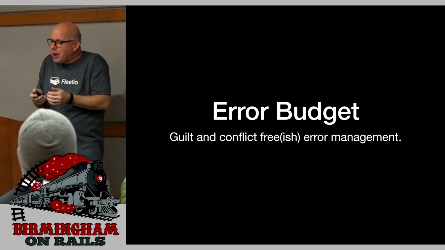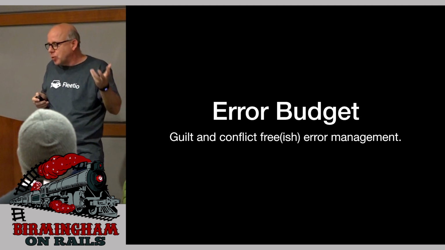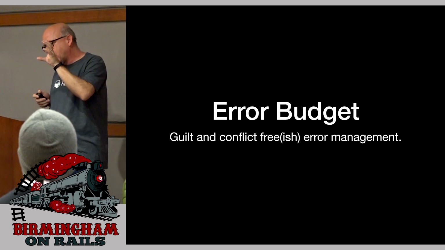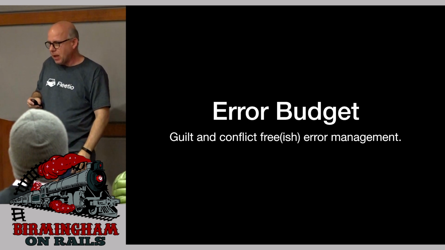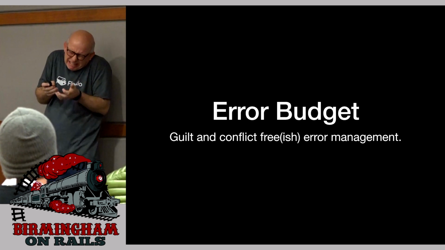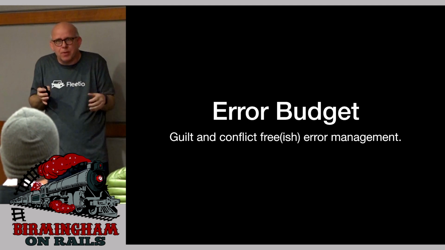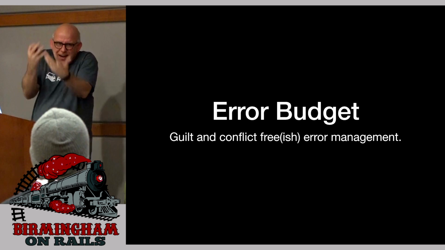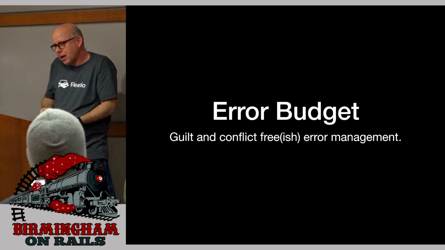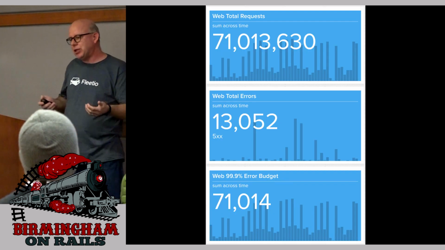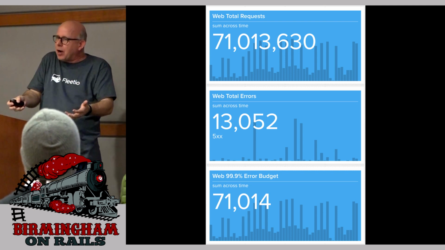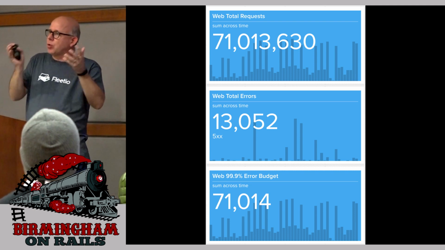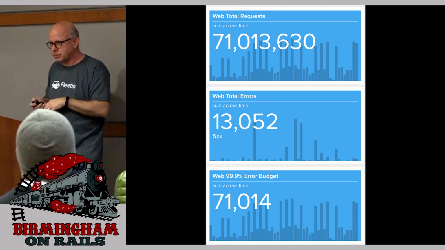And when you think of it in that way, it really helps with the guilt and the conflict that comes around quality versus features. Because on the one hand, the developer's like, oh, there's all these errors and I feel terrible about them. Product management, on the other hand, is like, there's all these features that our customers are asking for, and I feel terrible because I can't give them to them. An error budget gives us an objective way of looking at the errors that we have and deciding when to work on features and when to work on errors.